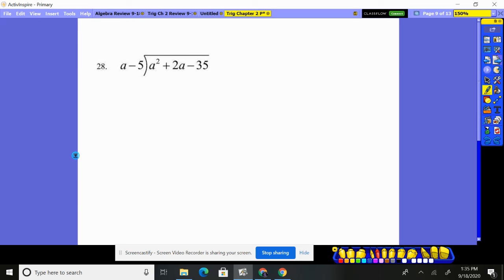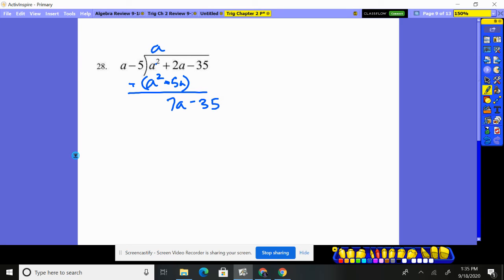28. Okay. I think this one's going to have a remainder. Let's see. A goes into a squared, a times a squared. A times the 5 is 5a. Remember, I'm subtracting the whole thing. So a squared minus a squared goes away. 2a minus a negative changes to plus. And 2a and a positive 5a is 7a.